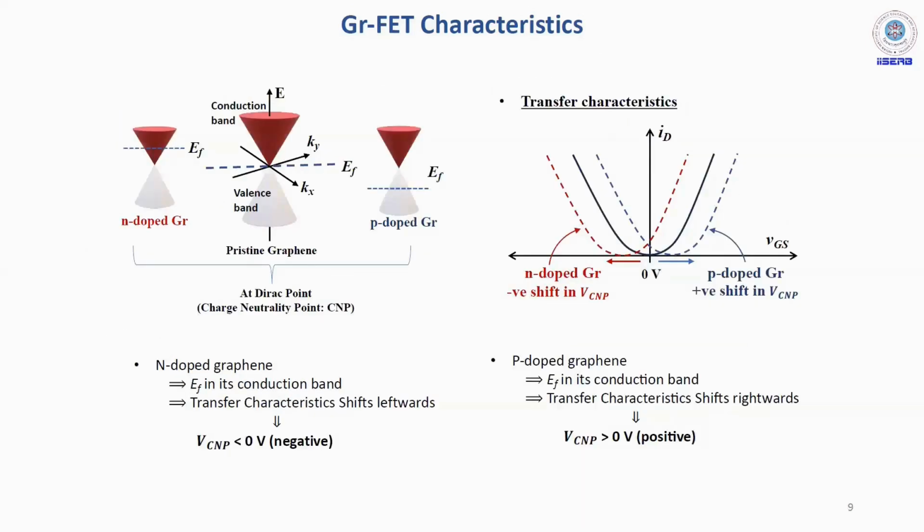Now, if you dope graphene, say you are doping graphene with a P-type dopant, if it's P-doped graphene, your CNP shifts rightwards. If it is N-doped graphene, your CNP shifts leftwards. So based on the doping of that particular channel, you'll see there is a change in the CNP position.